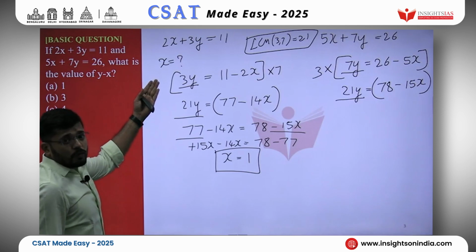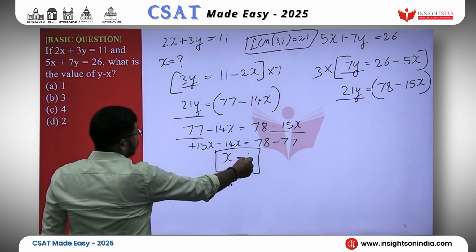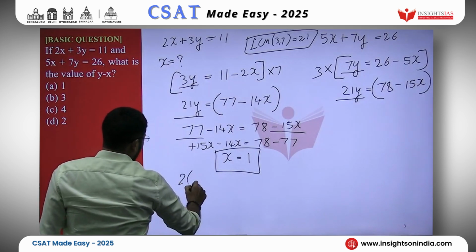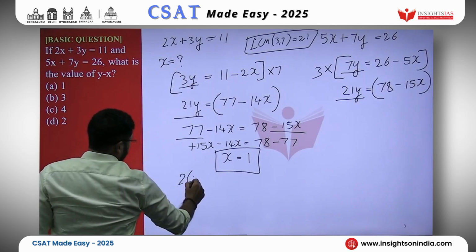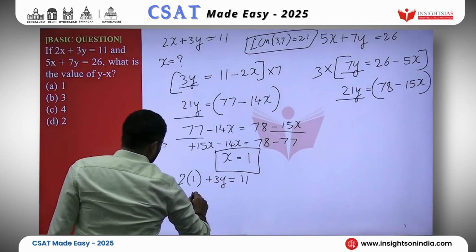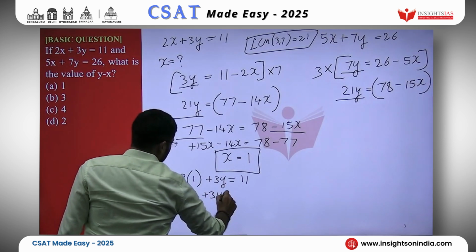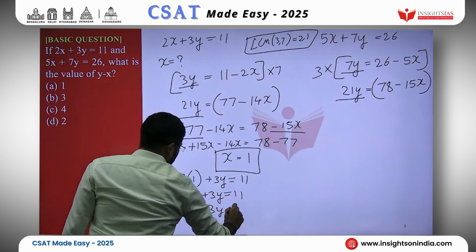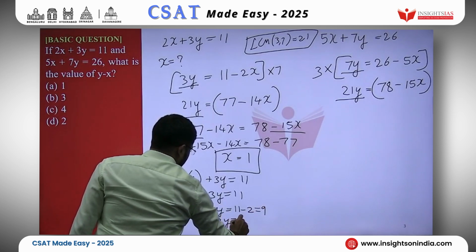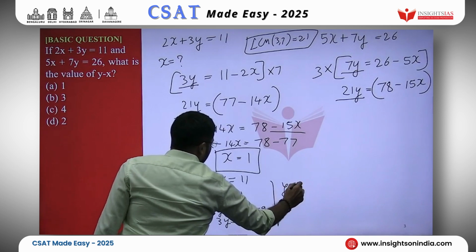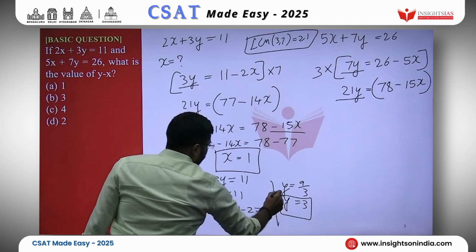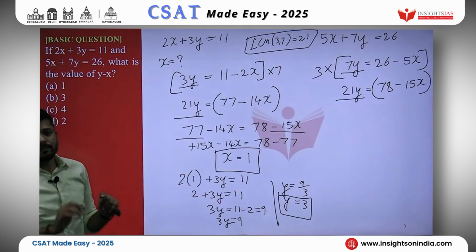Now we can find the value of y. How? We can substitute this value in either this equation or that equation. We shall use this one. 2 into x, we will substitute the value of 1. 2 into 1 plus 3y is equal to 11. So 2 plus 3y is equal to 11. 3y is equal to 11 minus 2, that is 9. So 3y is equal to 9. So y would be 9 divided by 3, that would be 3. So we got the value of x to be 1 and y to be 3.